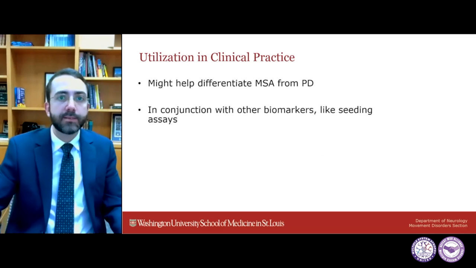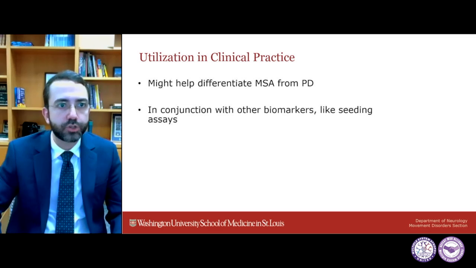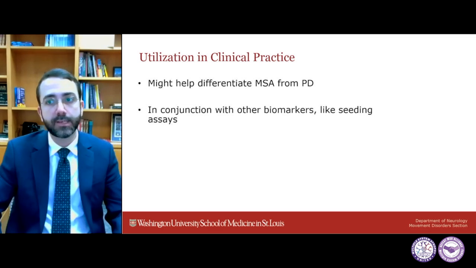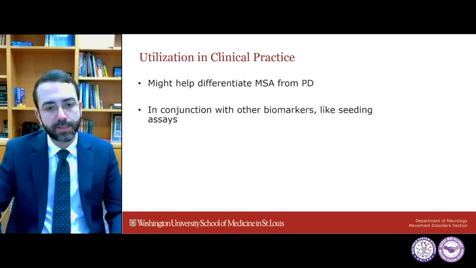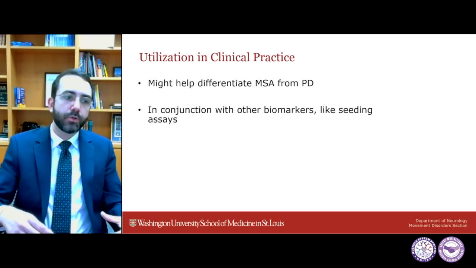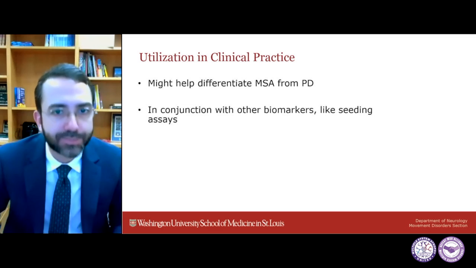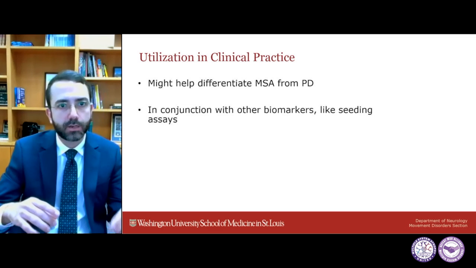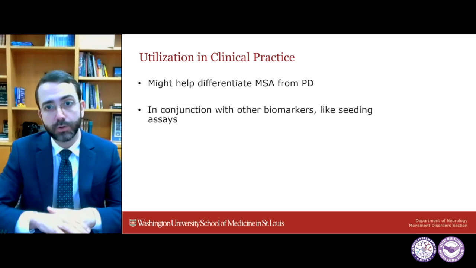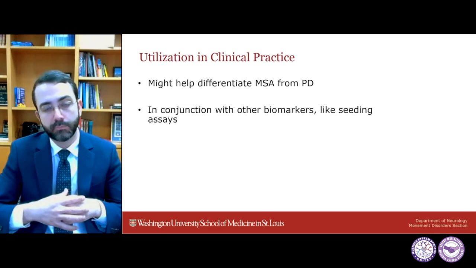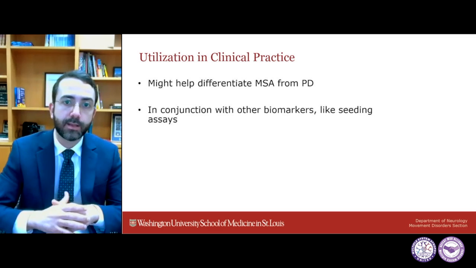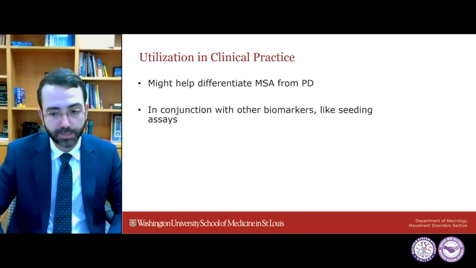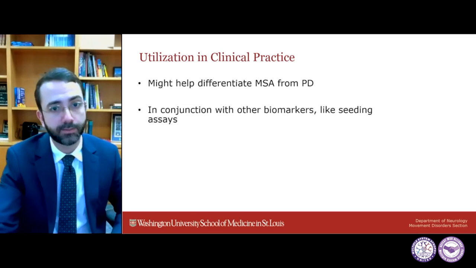Now, in clinical practice, neurofilament light chain can be quite useful to differentiate MSA from Parkinson's disease. Although it looks like the answer is not going to be neurofilament light chain by itself. Most likely, we're going to use neurofilament light chain in combination with other biomarkers like the seeding assays, or perhaps imaging biomarkers that have also been very exciting in the past few years.